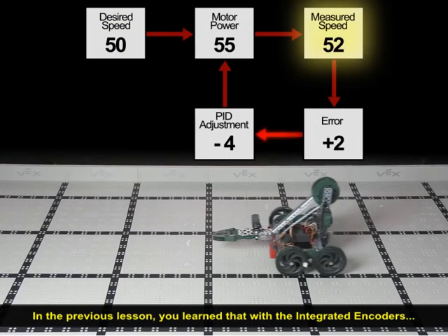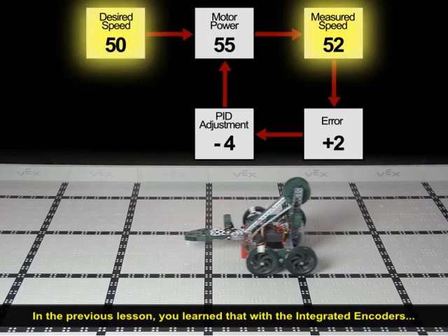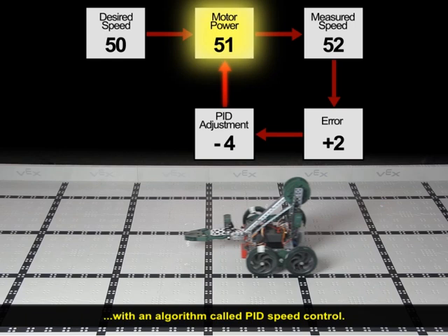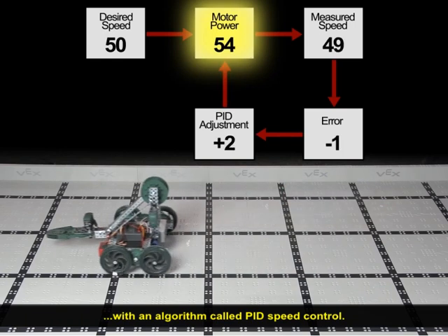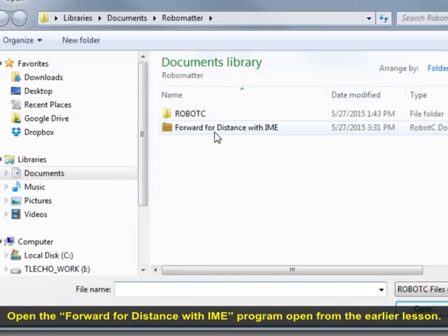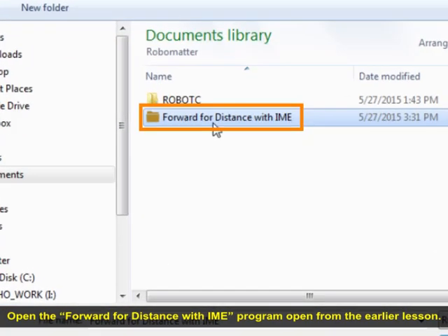In the previous lesson, you learned that with the integrated encoders, the VEX cortex can automatically adjust the motor power levels with an algorithm called PID speed control. Open the Forward for Distance with IMEs program from the earlier lesson.